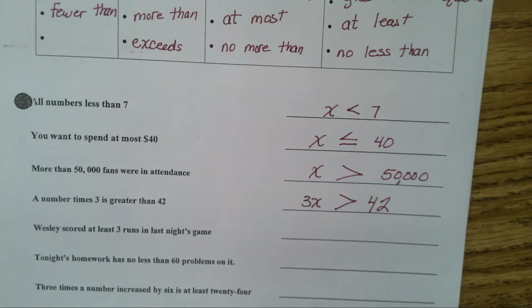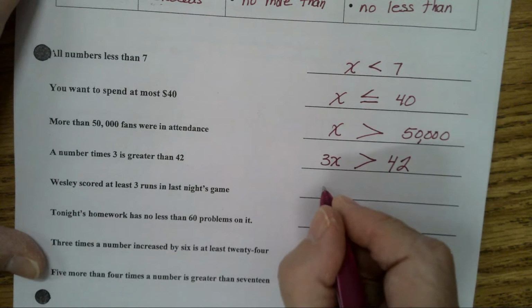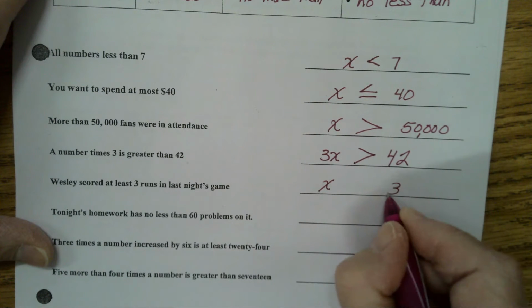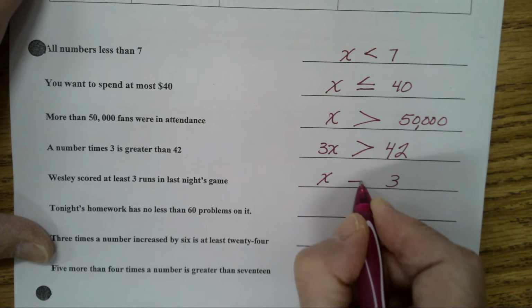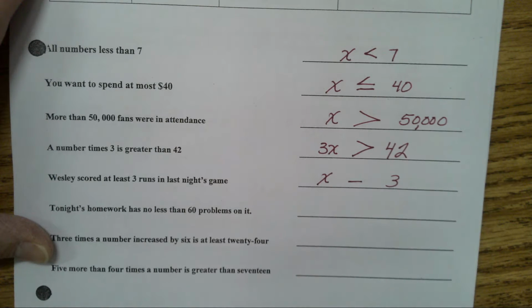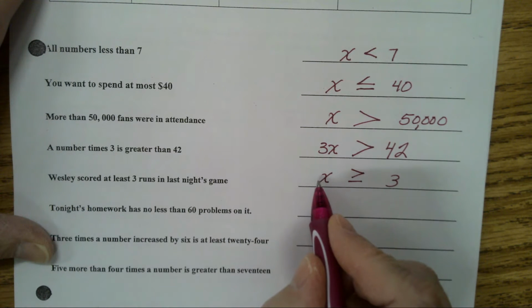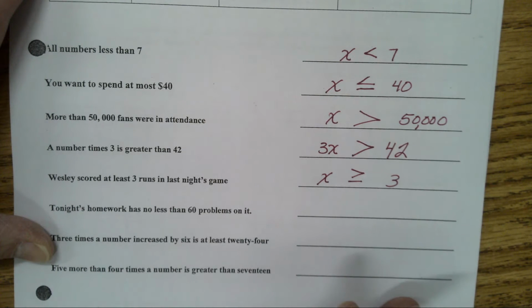Wesley scored at least 3 runs in last night's game. X represents how many runs he scored. Now, did he score 3 runs? Wesley scored at least 3 runs. So he scored 3, yeah. Could he score more than 3 or less than 3? More. So it gets the big end. And remember, the big end means it's more than. X has the big end, it's more than. If your variable has the little point, it means it's smaller than. Okay?